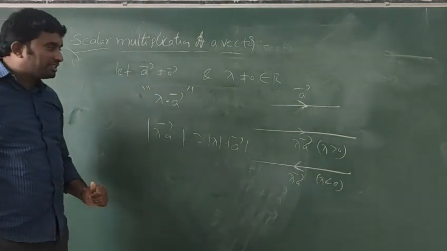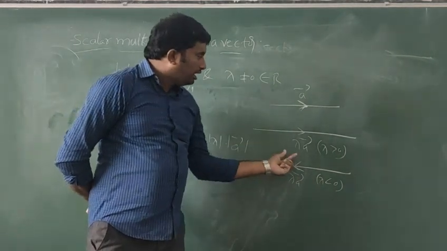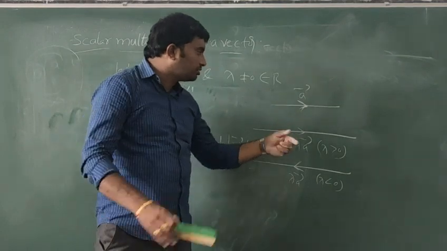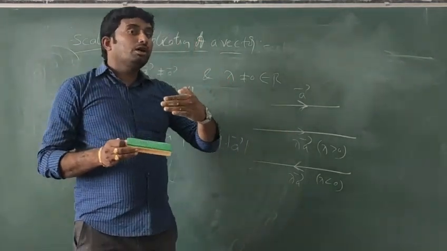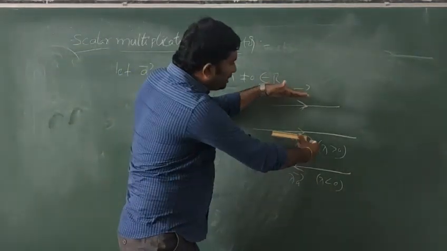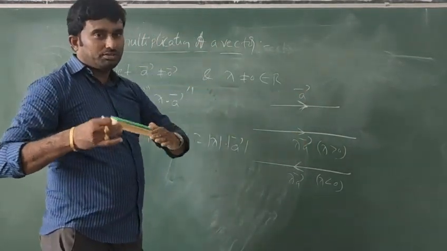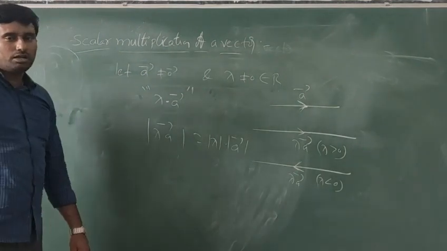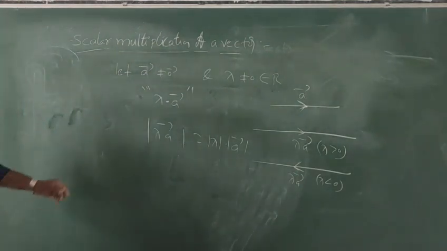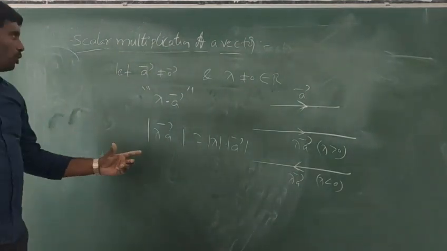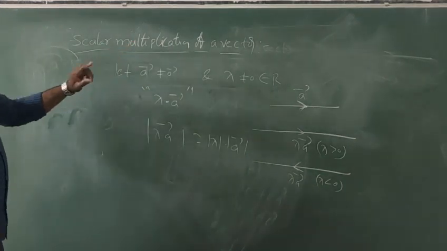So finally we can say that a bar and lambda a bar, these two vectors, are collinear or parallel, because their line of supports are parallel or line of supports may coincide. That is the definition of collinear vectors or parallel vectors. That we will write as a note point. Very important thing. Write down clearly.